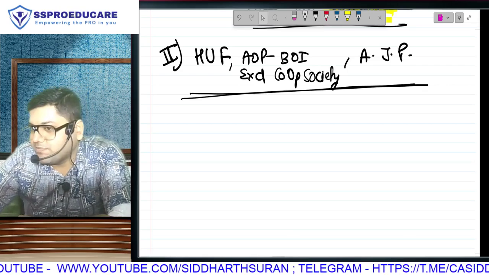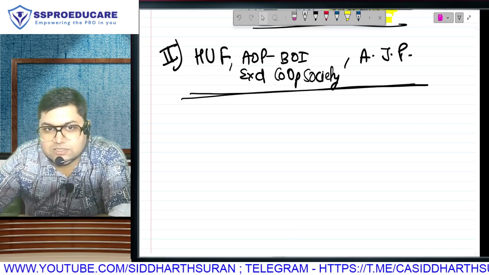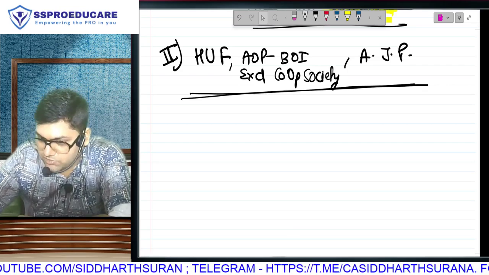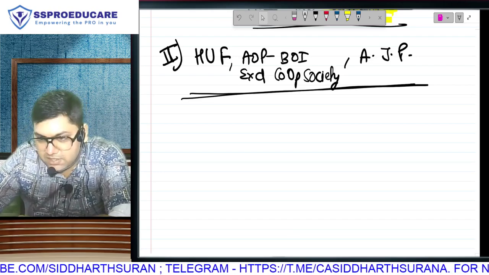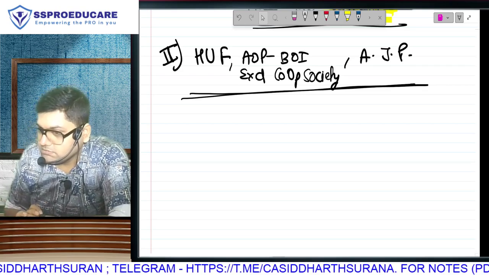But there is no concept called Christian undivided family, Parsi undivided family, Muslim undivided family. That does not exist. HUF can be opened only by Hindu, Jain, Sikh and Buddhist. 4 generations will be having right over family income. That means every person in the family will get share of the income.